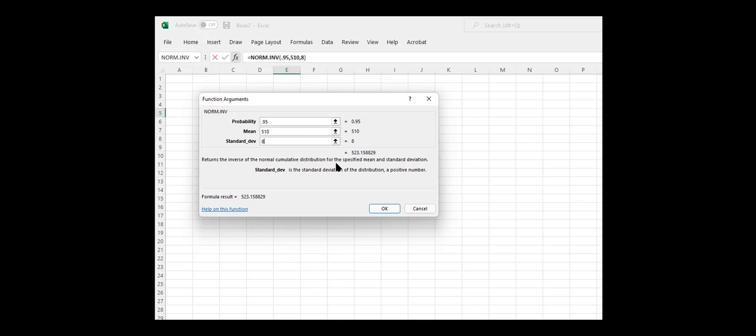So what we see is 523.16 is approximately the 95th percentile of this distribution. All right.